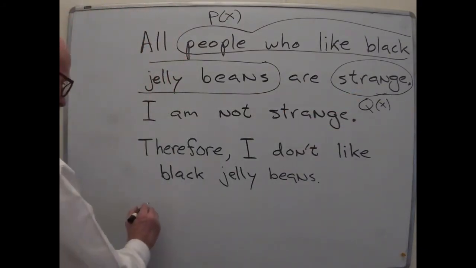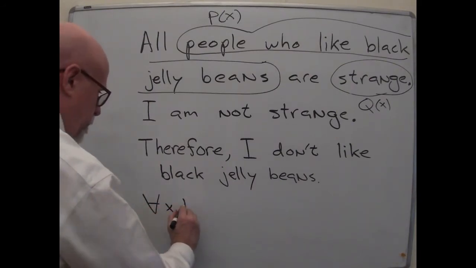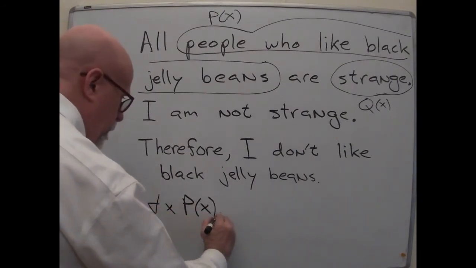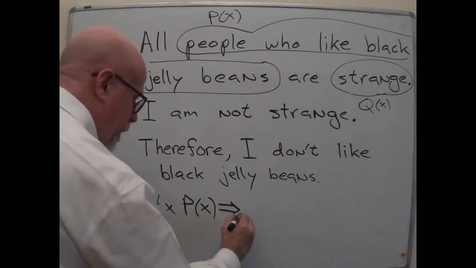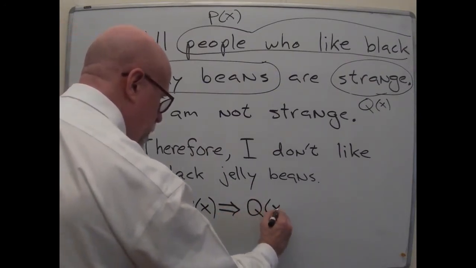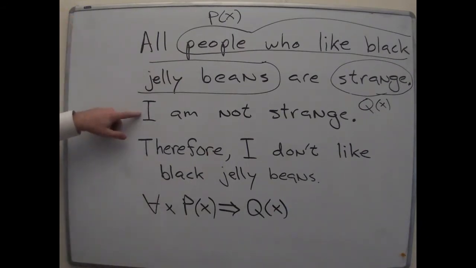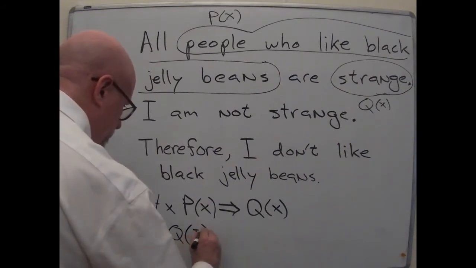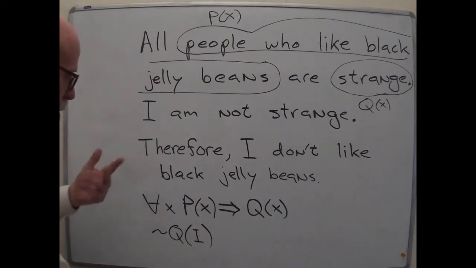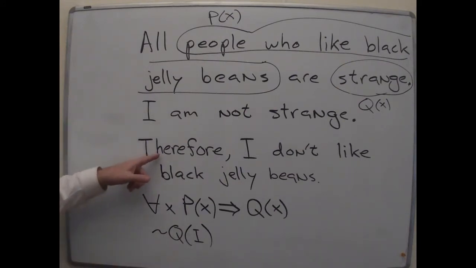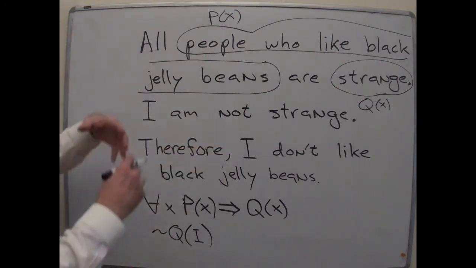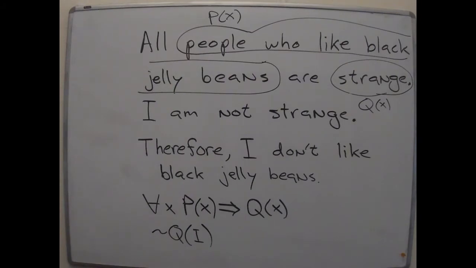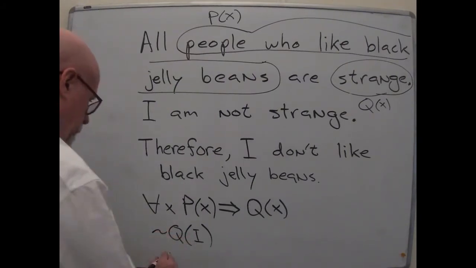All right. So yeah, we've got a for all x, P of x implies Q of x up front. That's again the major premise, the one that involves an implication. What do we got on the second line? It's actually the negation of Q of x for whoever the speaker is here. So that's not Q of I. I guess it's me, because I'm the one who wrote this thing. And what is the conclusion? I don't like black jelly beans. That's the liking of black jelly beans sentence about the speaker, person I.